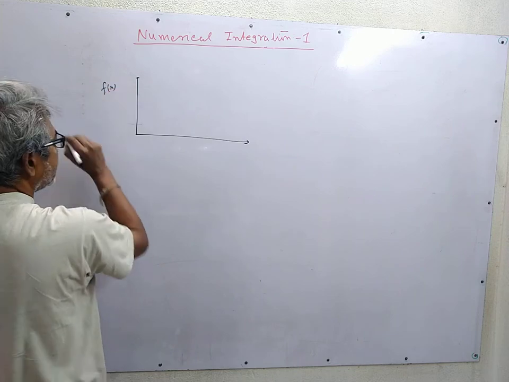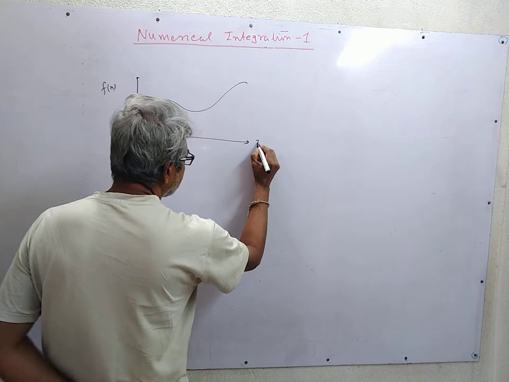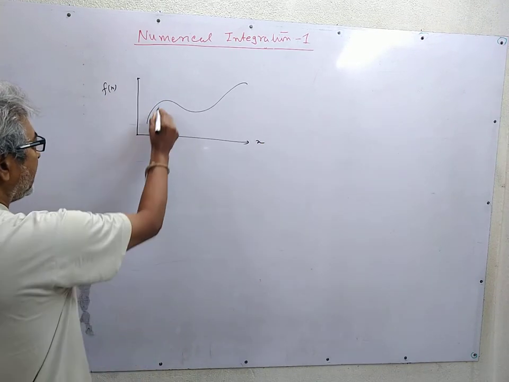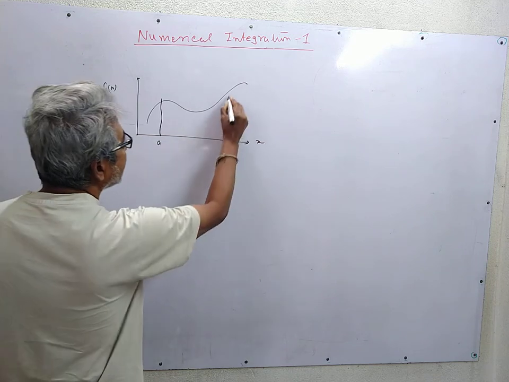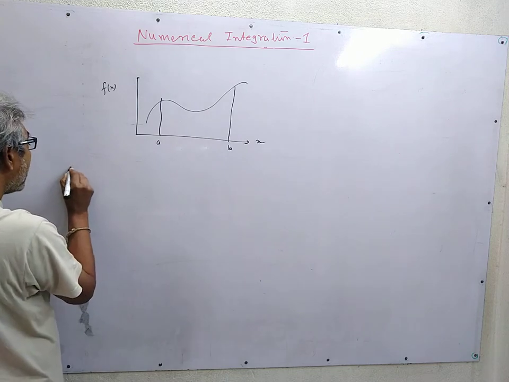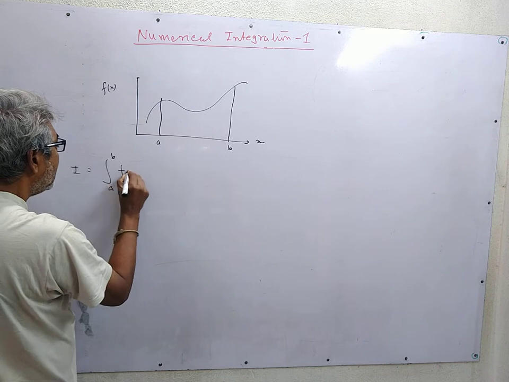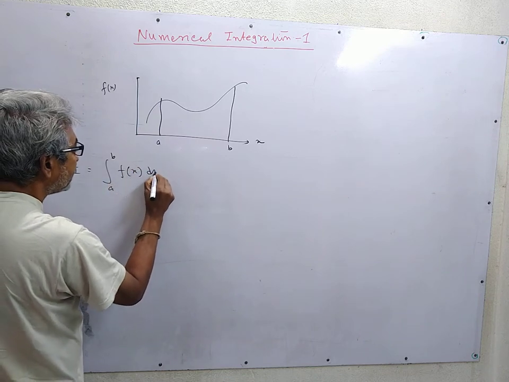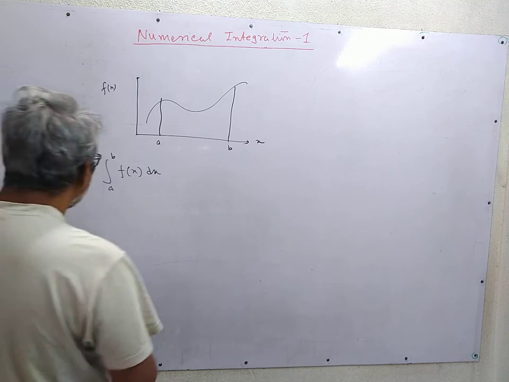whose graph is given like this. f of x is a continuous function, and our aim is to evaluate it between x equal to a to x equal to b. So our problem at hand is to evaluate the integration of f of x dx between a to b. If we know the form of the function, then we can evaluate it exactly by using mathematical formulae.